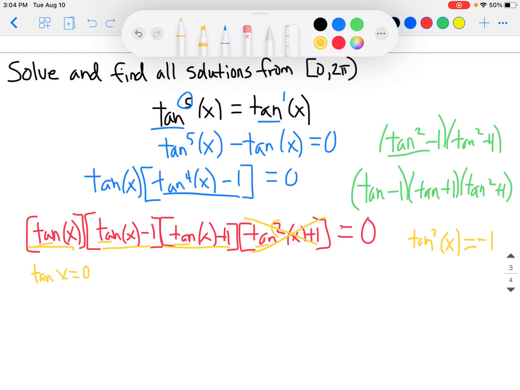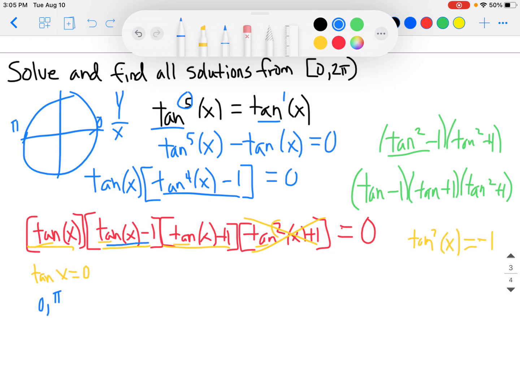So essentially, I need to find out when tangent of x is equal to 0, and for that I'm going to go to the unit circle, so let's go back to blue. Tangent is y over x. So I want y values that are 0, and that's going to be at 0 and at pi. So 0 and pi. All right.